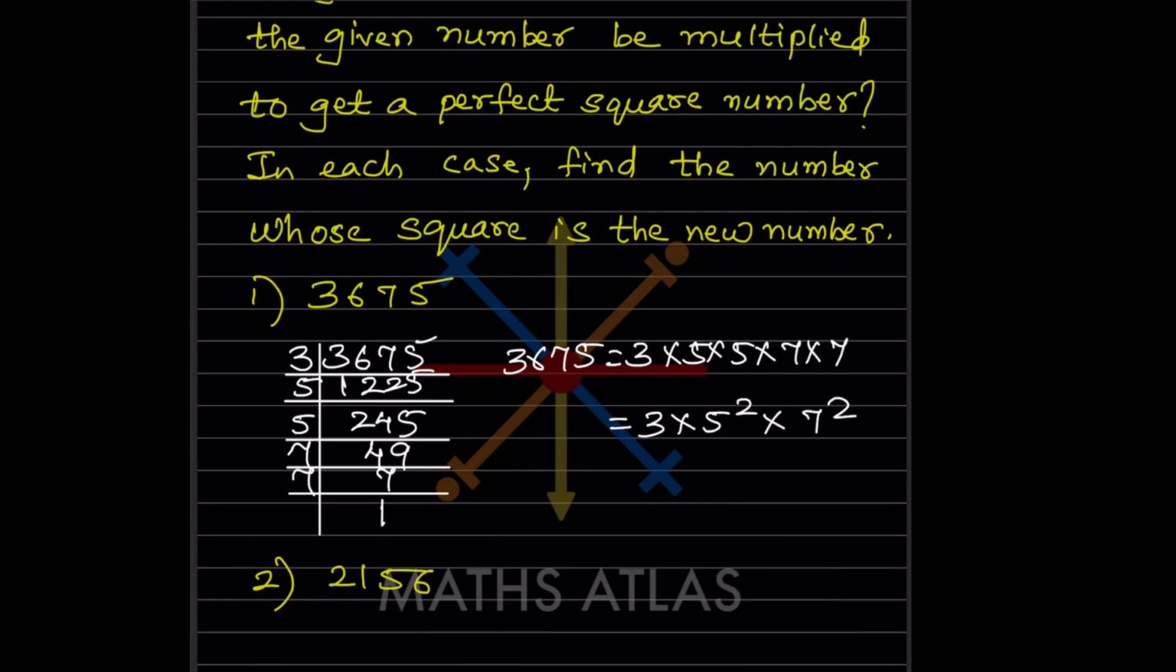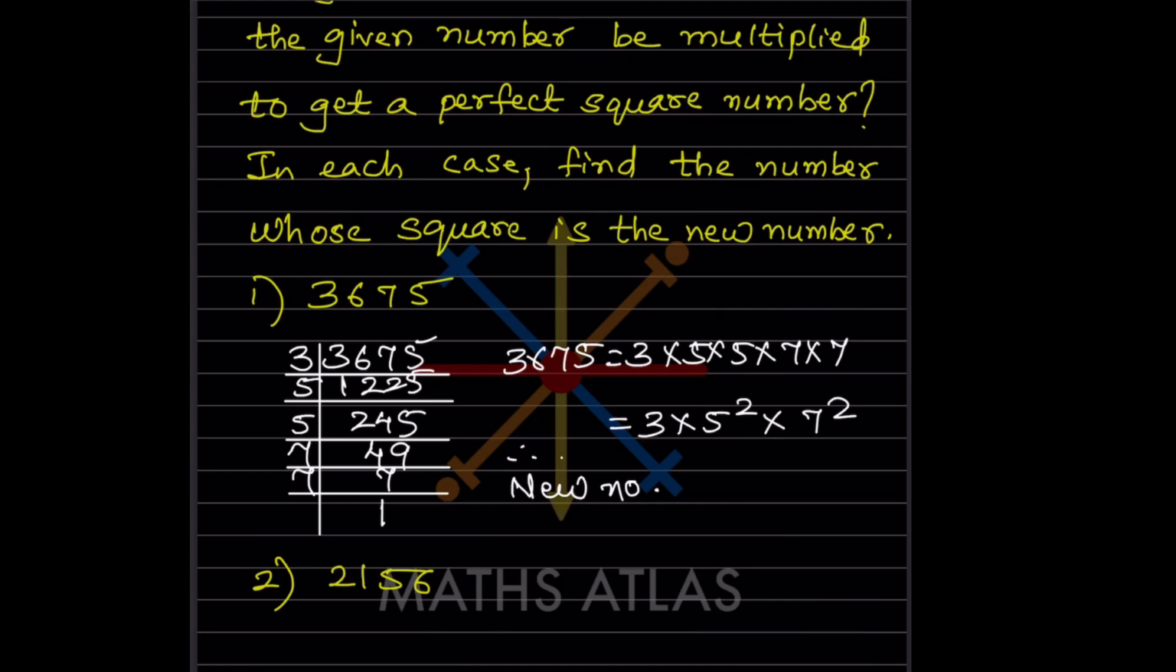So now what did they say? In each case, find the number whose square is the new number. So now what are you going to do? The new number will be what? See here, we can see this is just alone. This is not in pair. So we can write here the new number should be multiplied by 3. So to get a perfect square, this should be multiplied by 3 because this is alone. These are in pairs. So we can write here one sentence over here.